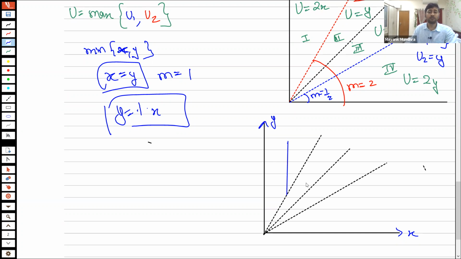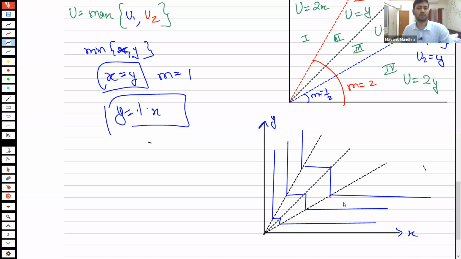Then y equals 4. Then x equals 4. And finally 2y equals 4, so y equals 2. So it would look like this function. Okay. This is what it would look like. The indifference curves would basically look like this.